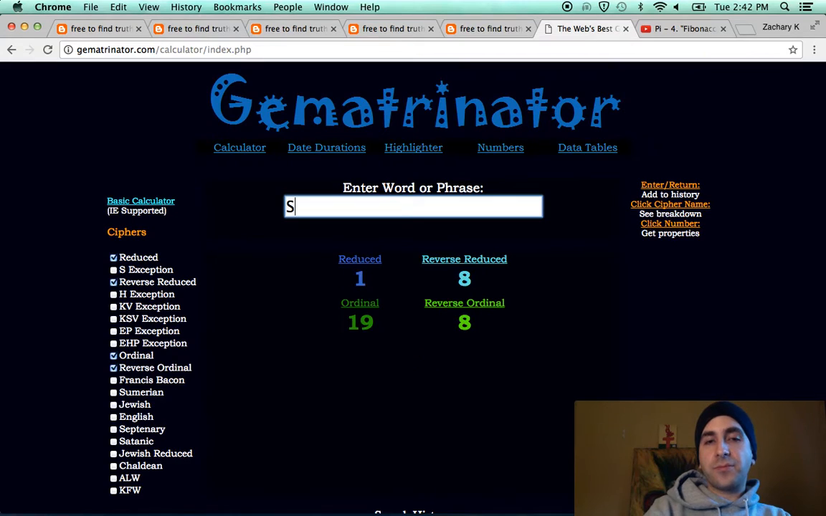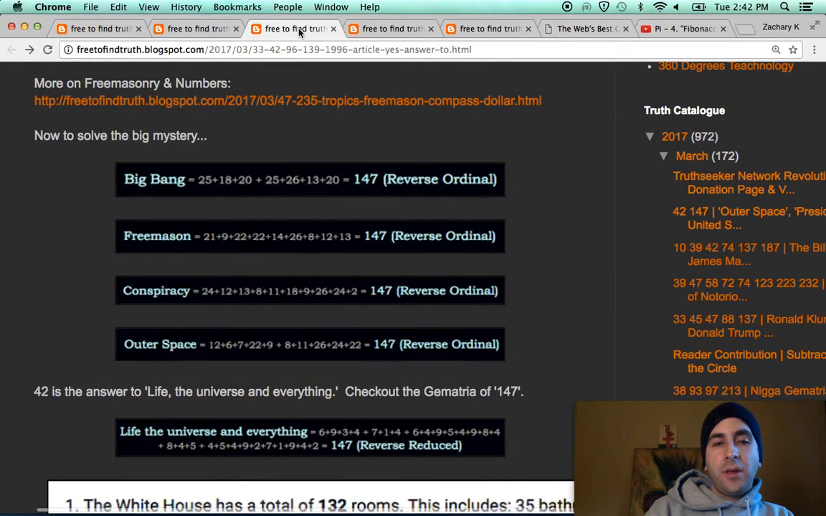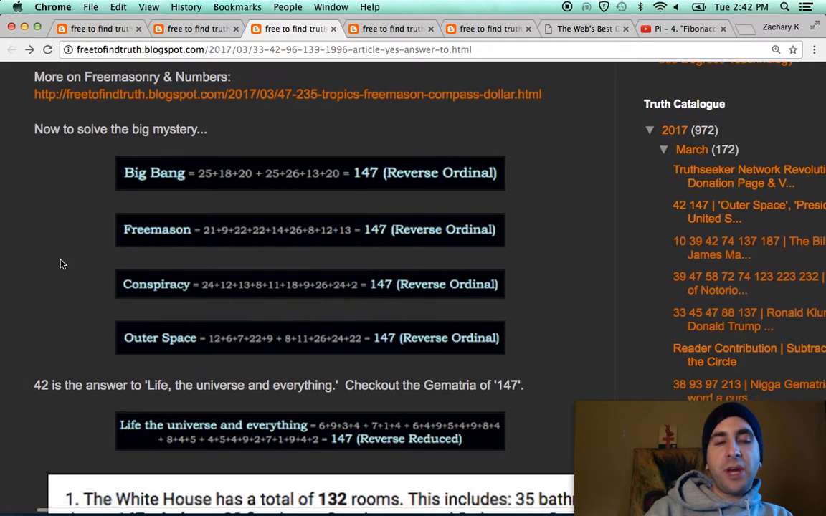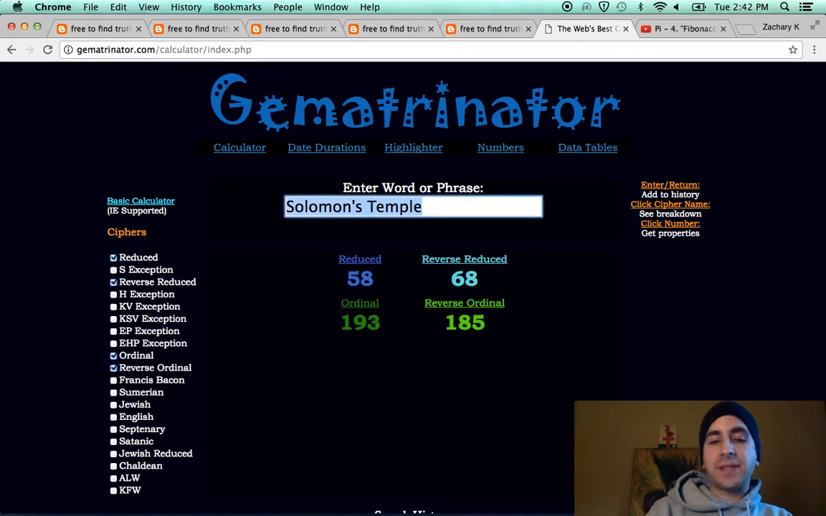Freemasonry, a lot of it goes back to Solomon's Temple 58. Freemasonry based in Jewish history. This is what it's all about. NASA, established in 58, run by Freemasons. I almost forgot to mention that science has Gematria 58.